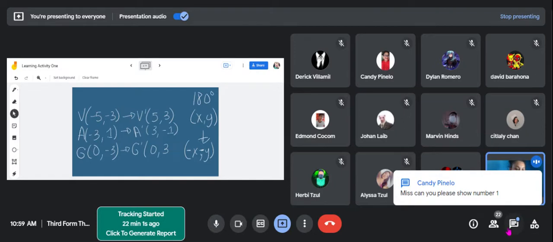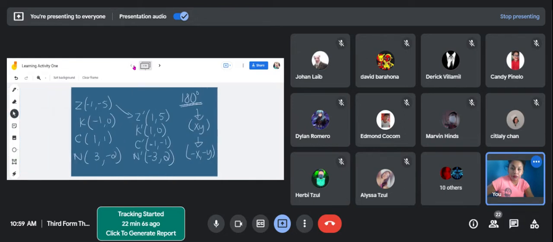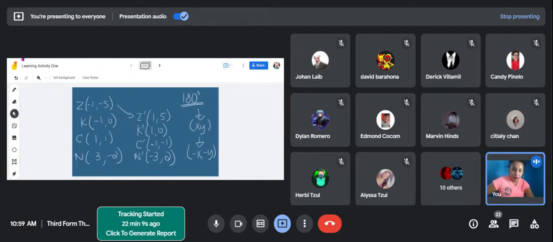So, Miss, can you please show number 1? Okay, let me go back to number 1. This one is number 1. So those are the first 4, right? Those 4 basically ask you for the coordinates of the rotation, and that is what we showed there. Now, if we take a look at the second part, it asks for a description of the transformation. So right now we're going to see.